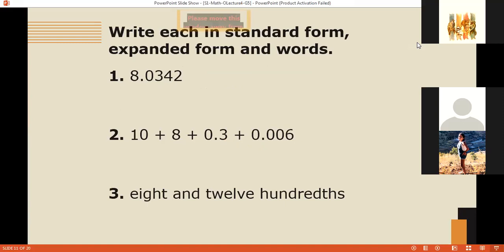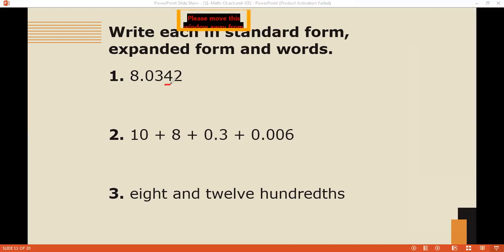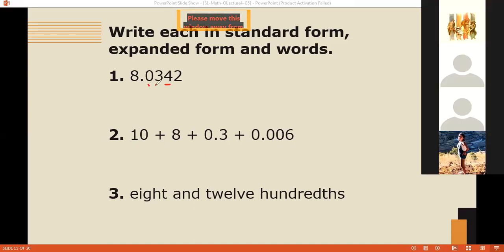Karim. Yes, miss. Yalla, ya Karim. 8.0342. Can you write it in expanded form? 8.0342? Yes. 8. Yes. Plus. Very good. 0.03. Yes. Plus. 0.004, we are here now, right, meaning 004. Okay, plus 0.0002. Bravo. Yalla, tell me this number in word form.